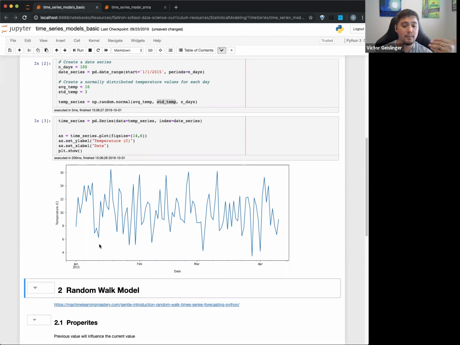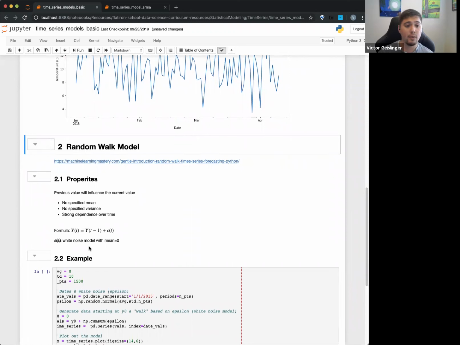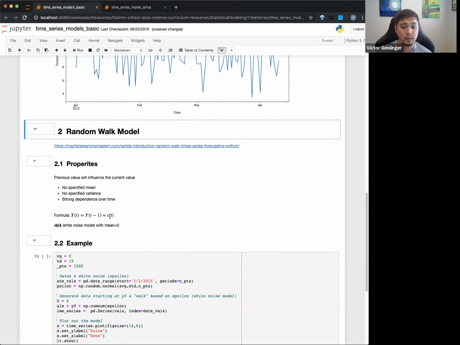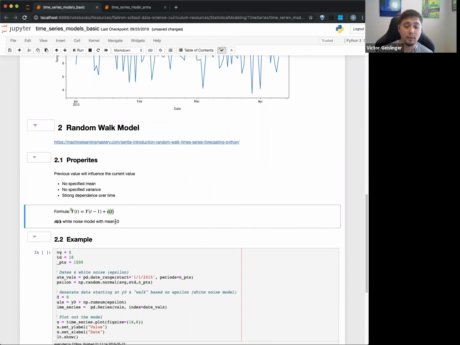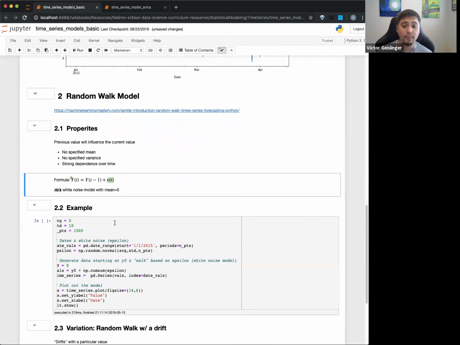This is different from the random walk model, which is closer to what I think most of reality works like when we talk about time series: the previous period or the previous data point should have some effect on the next data point. So we still have some randomness in there. That's what this epsilon t represents here, and that will usually be represented with a white noise model. But essentially we have the previous value, y of t minus 1, so yesterday's value or whatever period of time before, plus some noise.